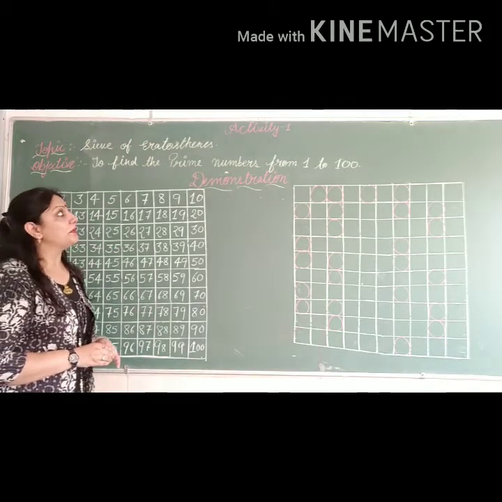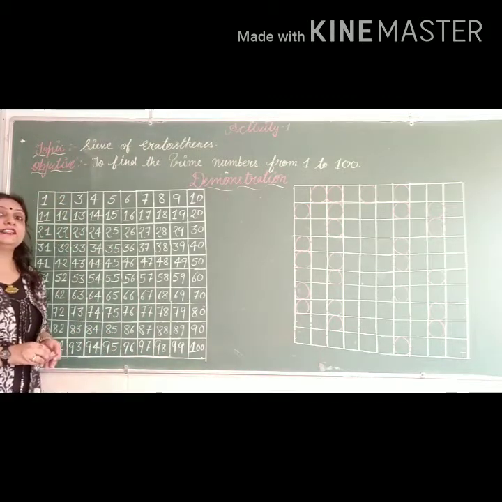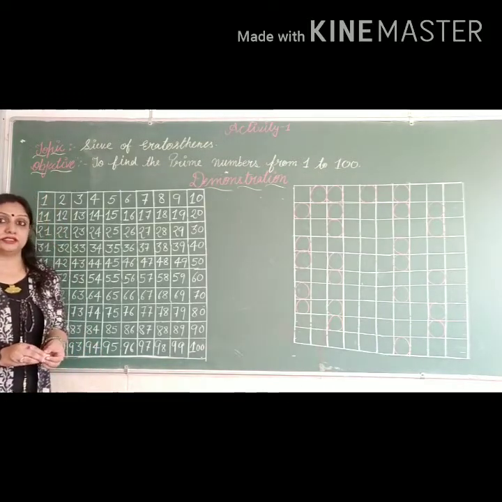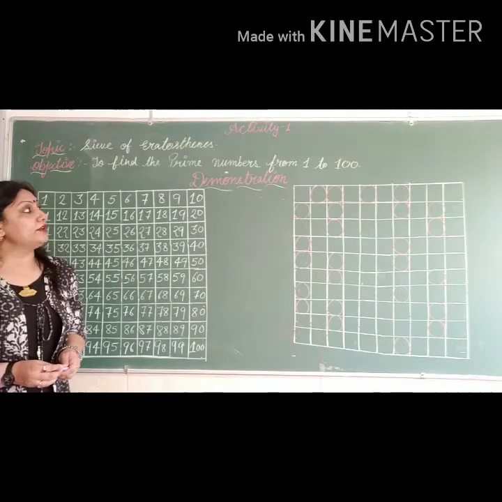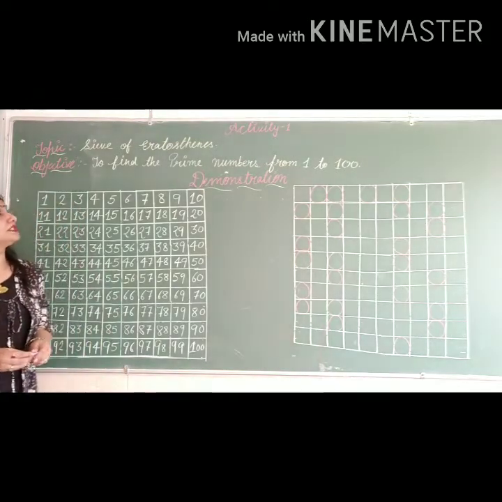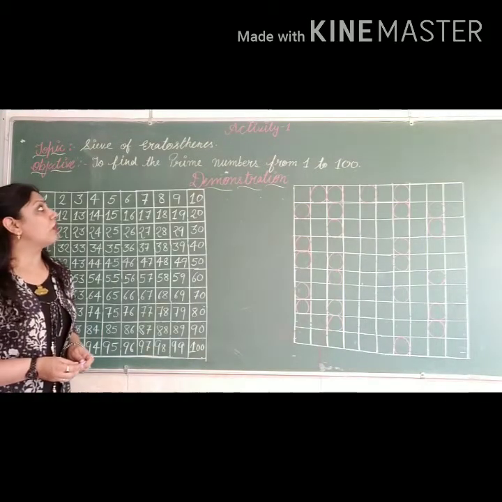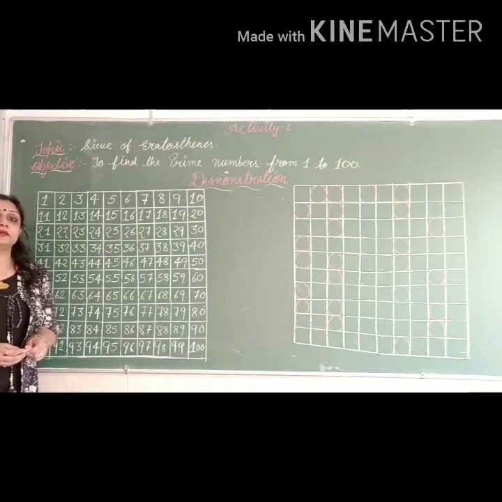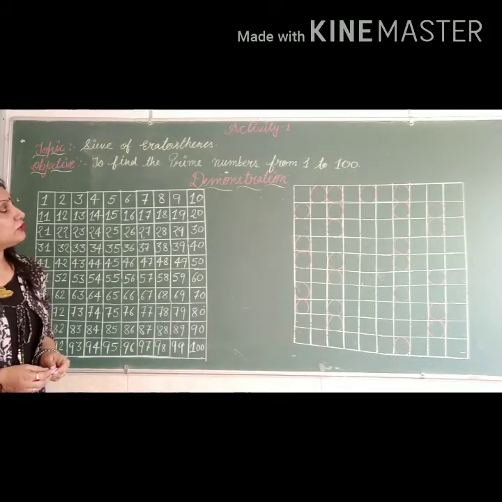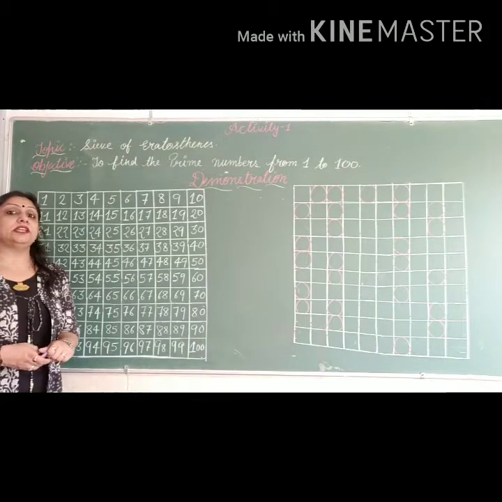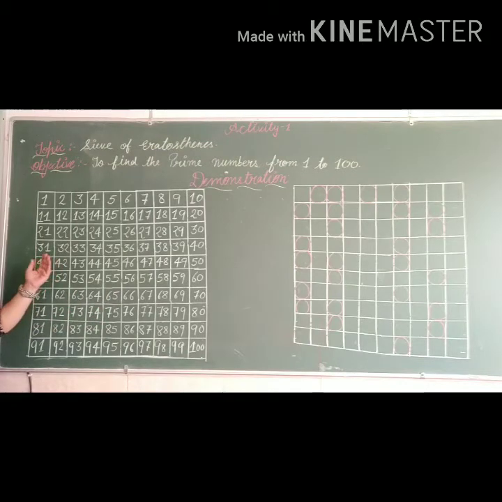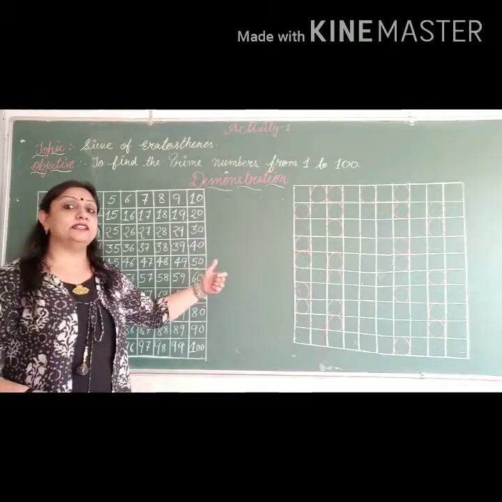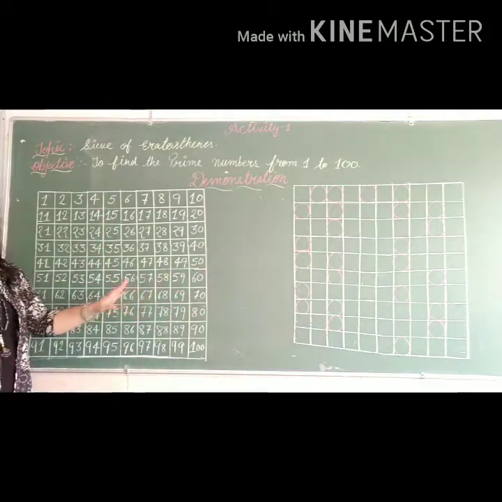Continue with our demonstration part of activity 1, that is to find the prime numbers from 1 to 100 by the method of sieve of Eratosthenes. He was a Greek mathematician. He gave the sieve of Eratosthenes to find the prime numbers from 1 to 100. I have made here two grids of 10 by 10. In one I have written the numbers 1 to 100 and in another one we will be writing the leftover prime numbers only. Yes?